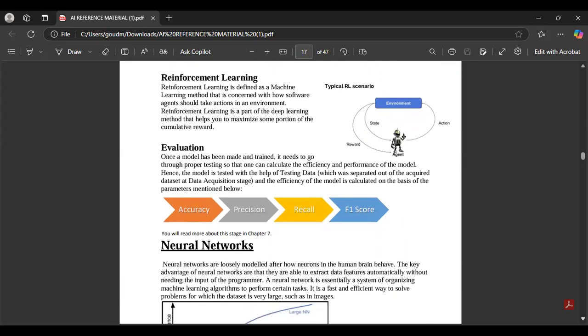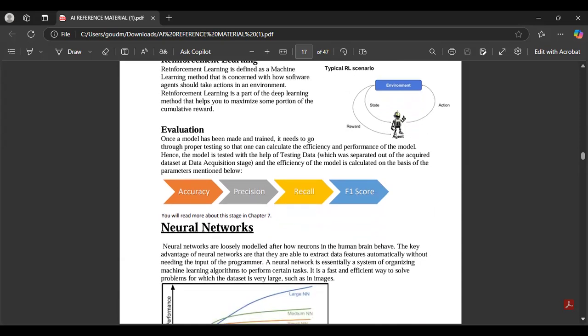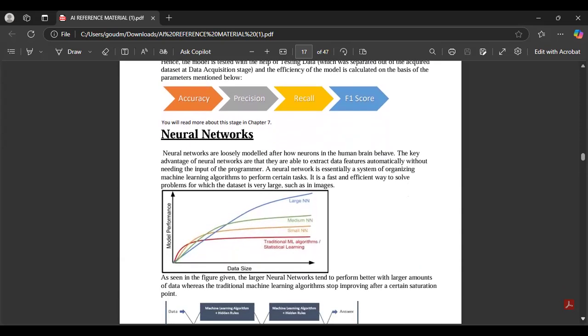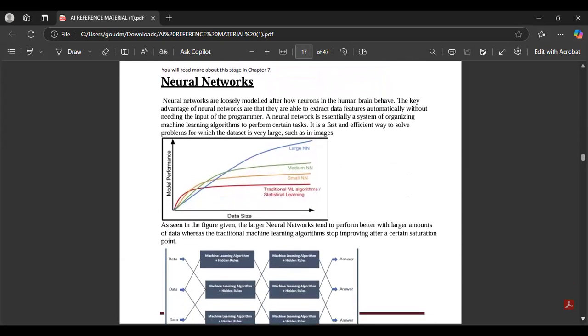Reinforcement learning is not there, children. The evaluation definition I already said, and we will see evaluation again in the evaluation chapter. The most important topic is the last topic in the AI project cycle: neural networks. Last year also they asked about neural networks, and you have to explain the 3 types of neural networks and write the definition of neural networks. This diagram is very important, children. They may ask you this diagram in the exams also.